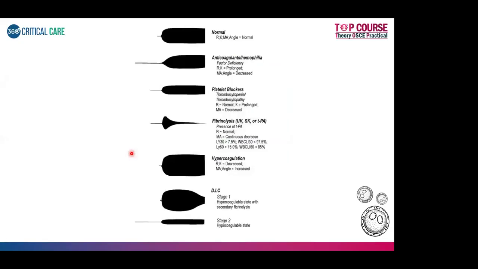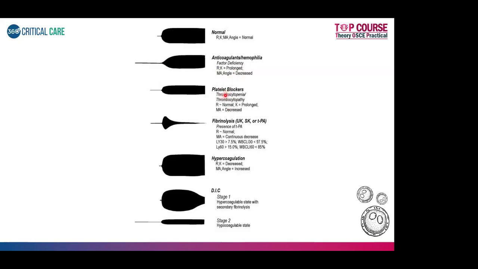So remember, this is how it looks: R, K, maximum amplitude, all of them are normal with the angle. This is how a normal TEG will look. If you have any anticoagulation deficiency or hemophilic disorders, you'll have something like this, like a champagne glass. Here there's factor deficiency, which is the reason your R and K time are both prolonged. Then the maximum amplitude and angle are also decreased because of this.